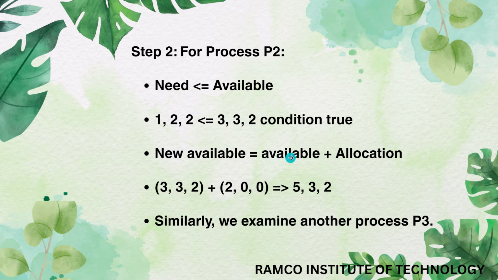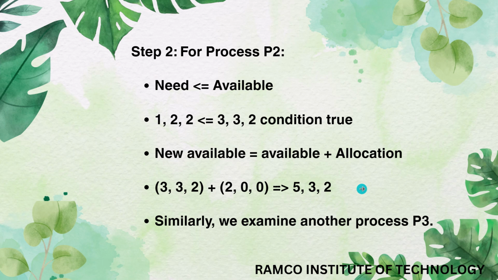Here the available value is 3, 3, 2. Then allocation of P2 is 2, 0, 0. These values can be taken from the input matrix. By adding these two values, we get the new available resources 5, 3, 2. So once the process enters into the safe sequence, we need to update the available resources. Likewise, we need to do these steps for all the processes.